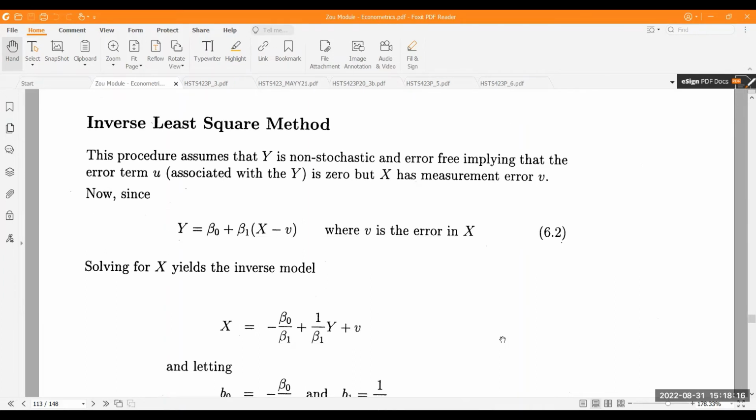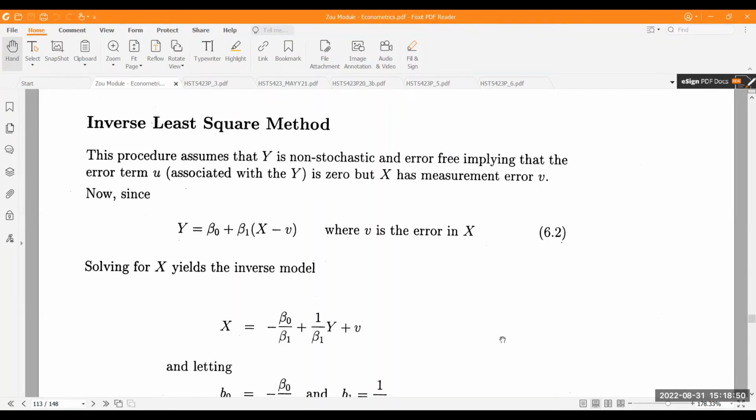First method, the inverse least square method. This procedure assumes that Y is non-stochastic and error-free, implying that the error term U associated with Y is zero, but X has measurement error, which we denote by V.